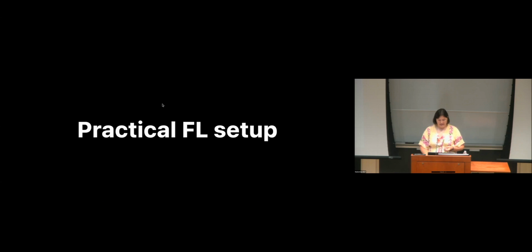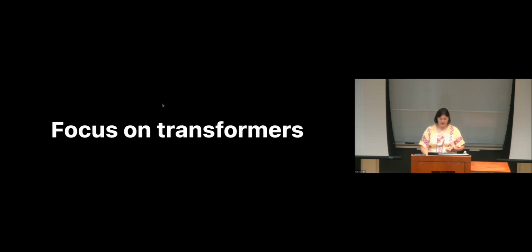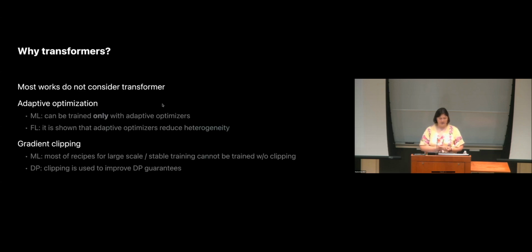So we try to set up a practical setup. We consider bigger models. We consider training with a restricted number of steps, because this is practical, and often people consider a million iterations, while we set just 2,000 steps of central training. And we focus on transformers. So why transformers? First, everyone is using them now. That's an important part of our research, right?